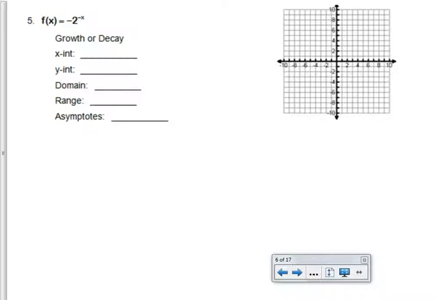Okay, same idea here. They're trying to trick us. The a value is a negative 1 times base of 2 to the negative x power, which if I rewrite that in a more appropriate notation, means negative 1 times 1/2 to the x power. So what happens to any function when I throw a negative 1 in front for its a value? It reflects over the x-axis.